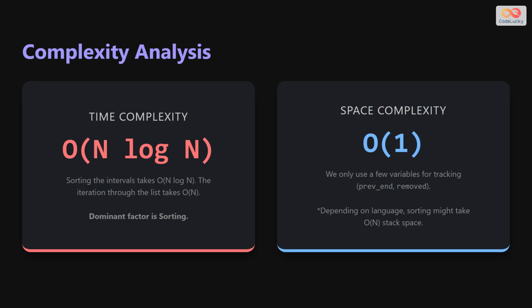Let's talk about performance. The sorting step takes O of n log n time. The iteration itself is just a single pass, which is linear time, O of n. Therefore, the total time complexity is dominated by the sorting, giving us O of n log n, and the space complexity is O of 1, as we only need a few variables to track our state, ignoring the space taken by the sorting implementation.